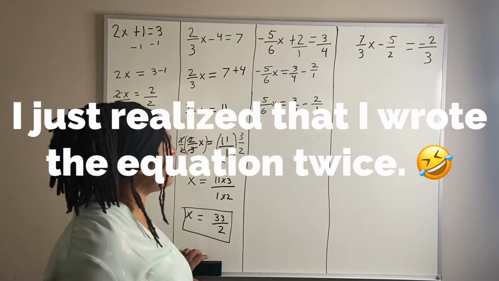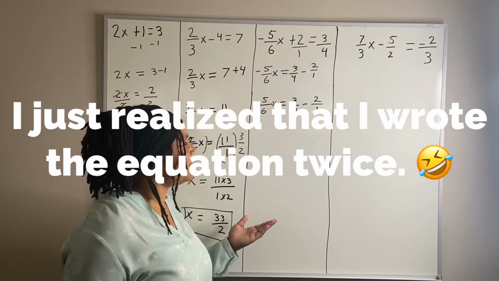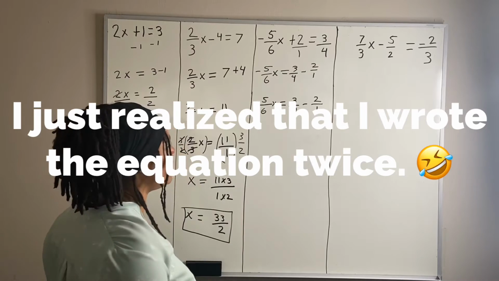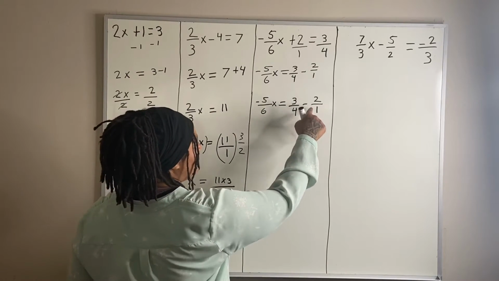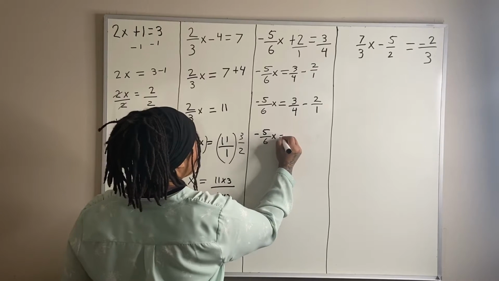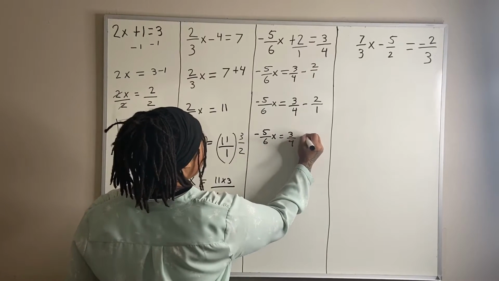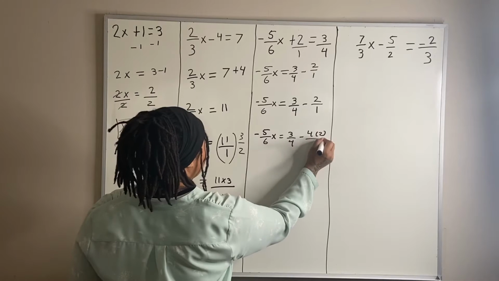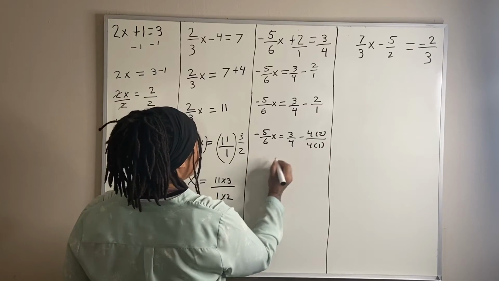Okay, so our common denominator is 4. So in order to do that, I need to multiply the top and the bottom by 4. So negative 5/6x is equal to 3 over 4 minus 4 times 2 all over 4 times 1.